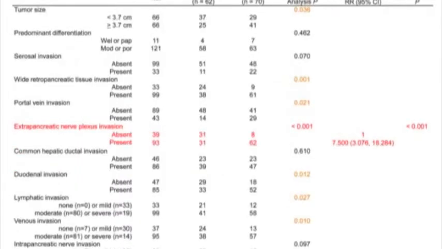This table shows the chi-square test and logistic regression model analyzing the 12 pathologic factors related with the grade of retroperitoneal fat infiltration. Histological extrapancreatic nerve plexus invasion was the only independent factor associated with high incidence of grade 2-3 retroperitoneal fat infiltration.